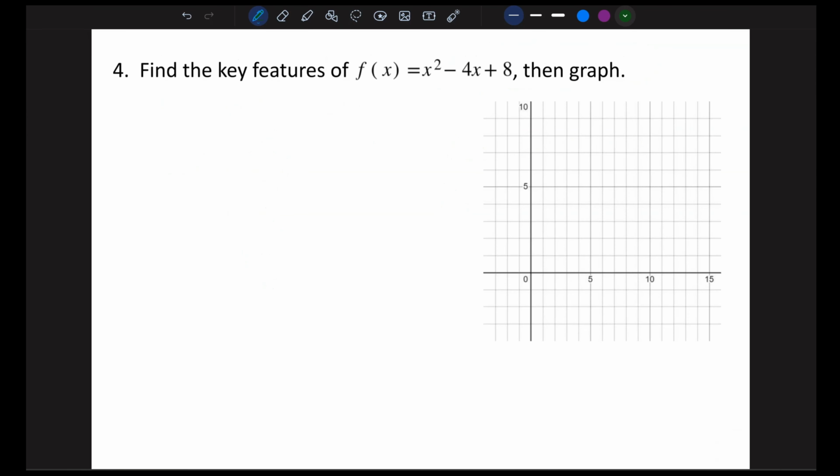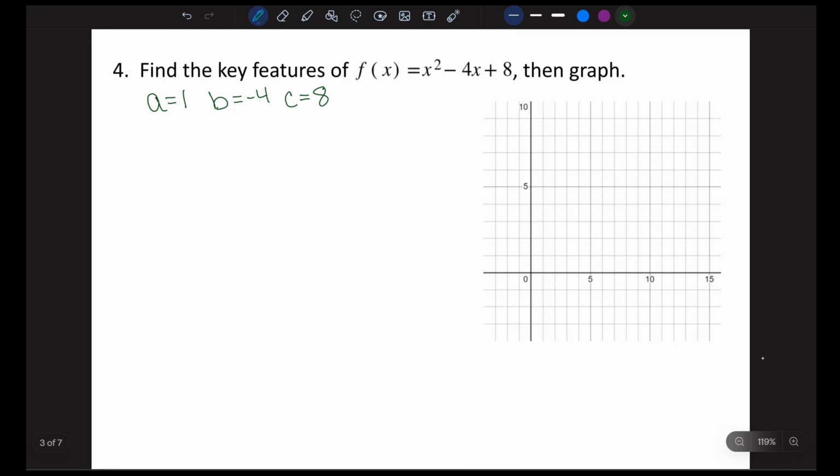All right. Number 4. Find the key features of f of x equals x squared minus 4x plus 8 and then graph. So first things first, I'm going to start by identifying my a, b, and c. I'm in standard form, so I need to identify those. A is 1, that's in front of x squared. B is negative 4, because that's what's in front of x. And c is the number without a variable, which is 8.